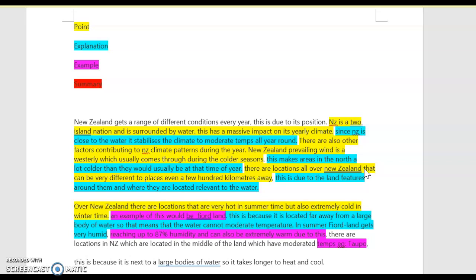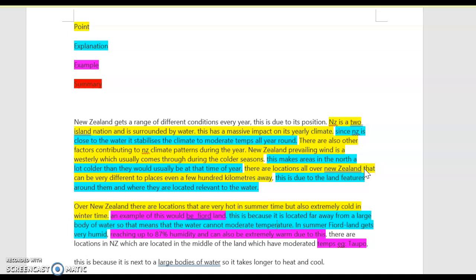Now, let's ignore the grammatical errors here. You should always write moderate temperatures, but let's just ignore all the grammatical errors here. There are a few, and I was looking more at the ideas. So that was actually a perfect start. Point, explanation.